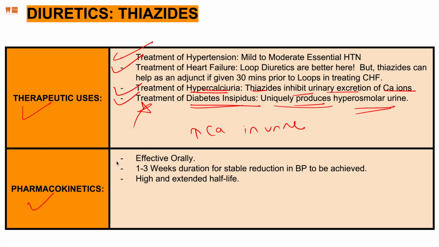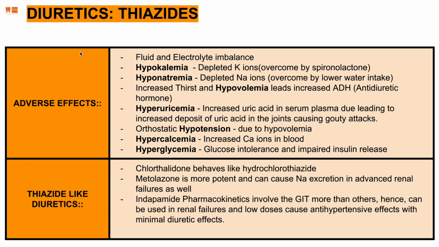Pharmacokinetics. Thiazides are effective orally. 1 to 3 weeks duration, needs to be used for stable reduction in blood pressure for a hypertensive diagnosed patient only. It's got a high and an extended half-life, which is really, really good. Okay, so thiazide side effects. We have fluid and electrolyte imbalances, so therefore dosing is extremely important for doctors. Hypokalemia and hyponatremia. This is depleted potassium ions and depleted sodium ions.